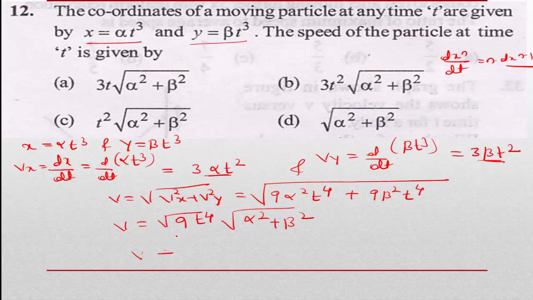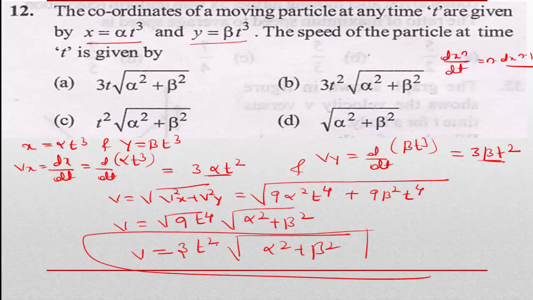Therefore v is equal to root of 9 into t to the power of 4 into root of alpha square plus beta square. Removing the root, root 9 value is 3, t to the power of 4 value is t square. So v is equal to 3 into t square into root of alpha square plus beta square. The option B is the right answer.